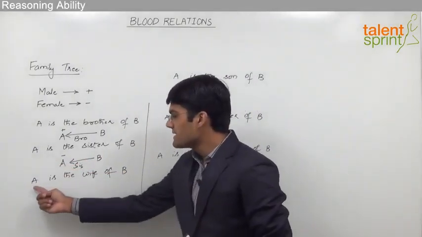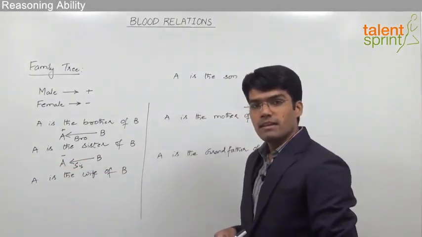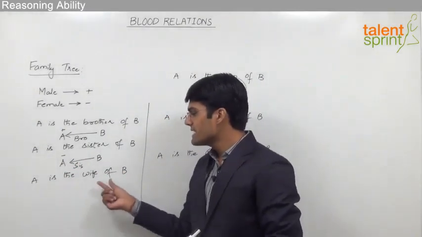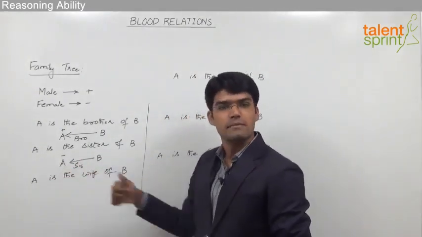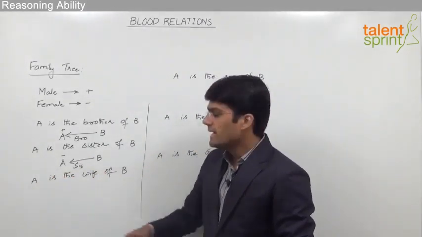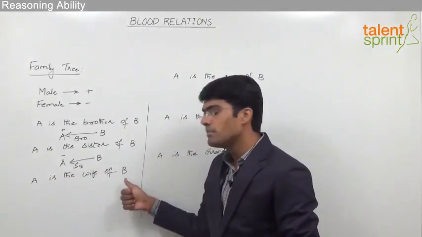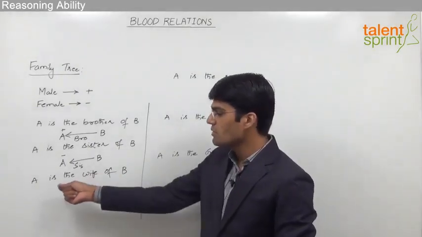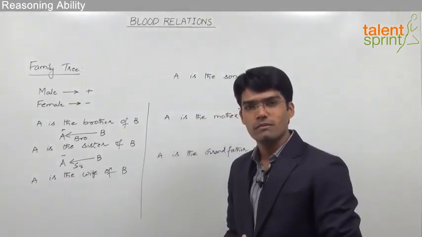Let's take the next one, that is A is the wife of B. Here very clearly, once we know that A is the wife of B, it is obvious that B is the husband of A. So we know the gender of both the persons, that is A is a female person and B is a male person. So A can be shown with a minus sign and B can be shown with a plus sign.